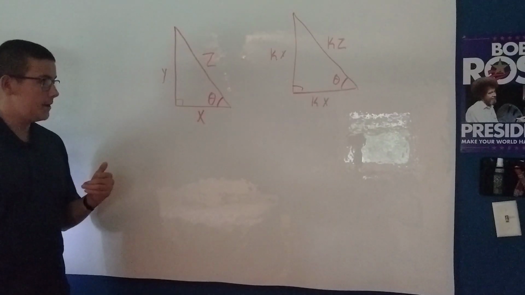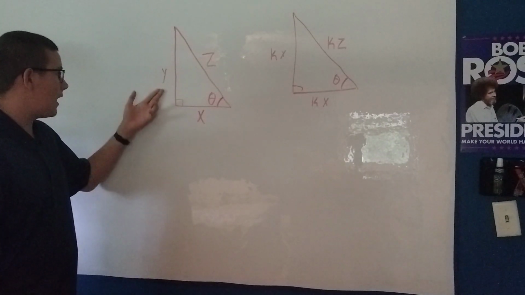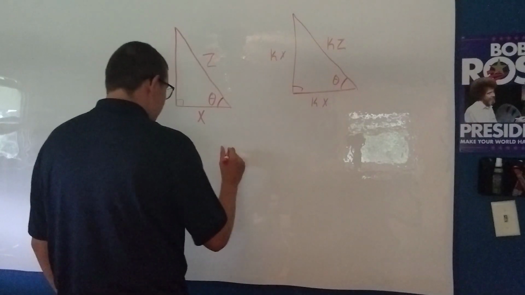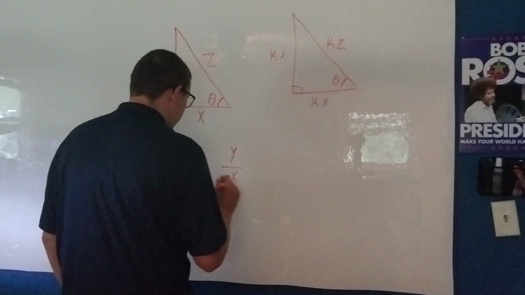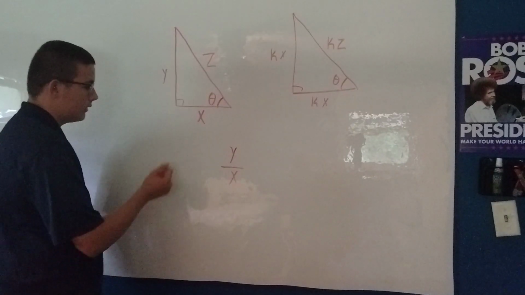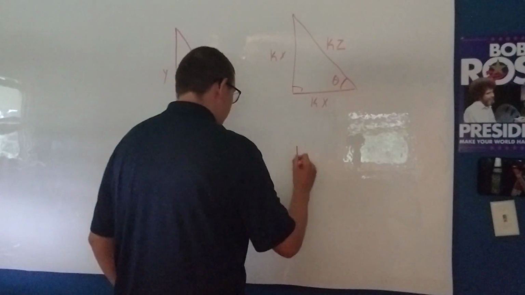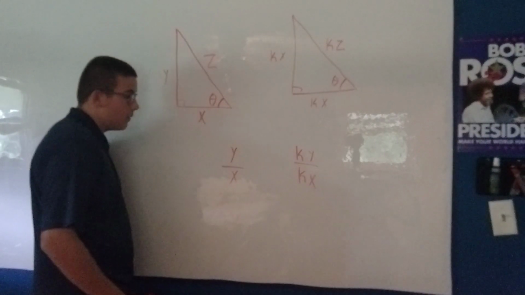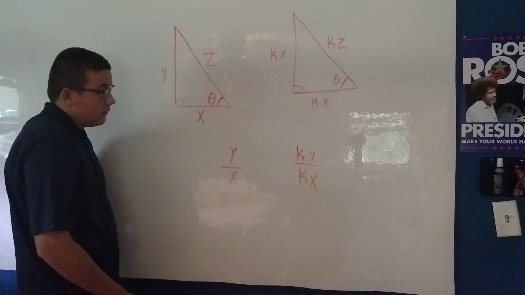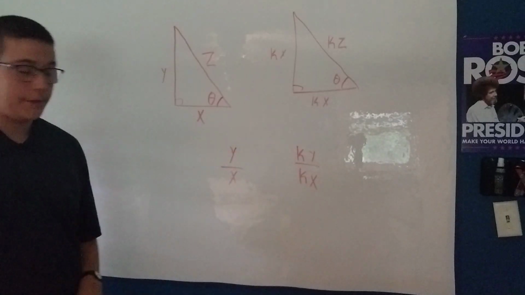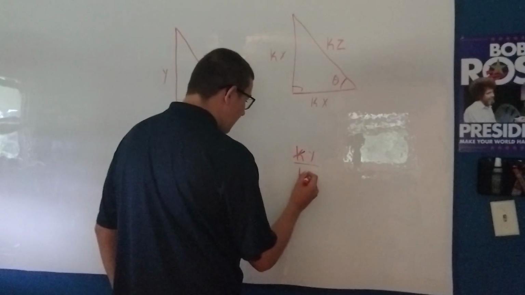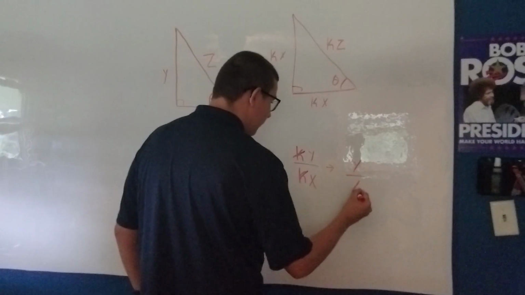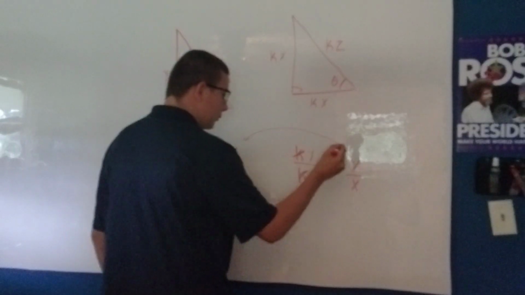Now, what if I wanted to take the ratio between the opposite and the adjacent, the opposite over the adjacent? Well, that would just be y over x, right? Depending on whatever y and x equal, that would be your answer. Same thing over here. We would do ky over kx. But we can simplify this down a bit because we have k multiplied on both the top and the bottom. We can cancel out k, and then that just goes to y over x. Same thing as right here.